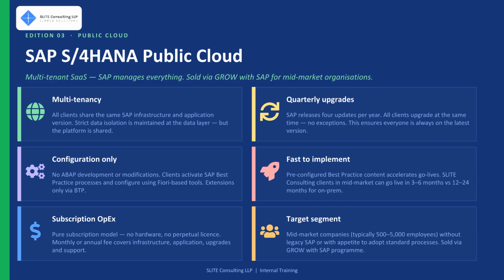In return, customers get the lowest total cost of ownership, the fastest go-live, the least upgrade burden, and access to SAP's latest innovations the moment they are released. Implementations are typically measured in weeks or months, not years. This edition suits companies willing to adapt their processes to SAP standard, often greenfield implementations, fast-growing companies, or subsidiaries of larger groups. It is not suitable for organizations with complex, heavily customized requirements.